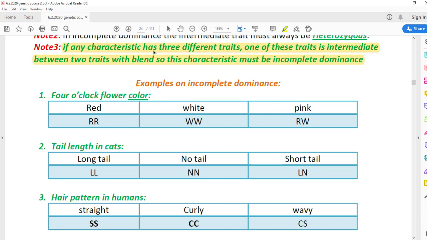For example, red fruit crossed with the yellow fruit, all are orange fruit. So this is incomplete dominant. But if red fruit crossed with the yellow fruit, all are red, then it is complete dominant.